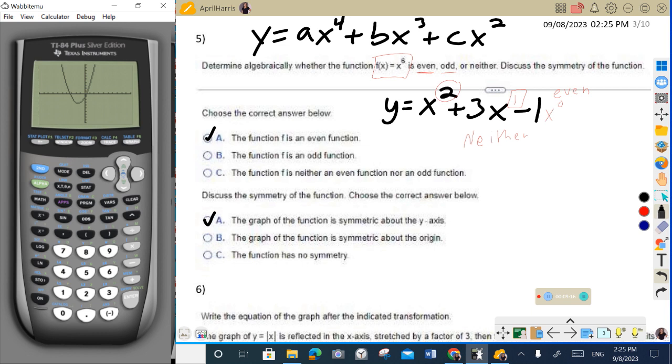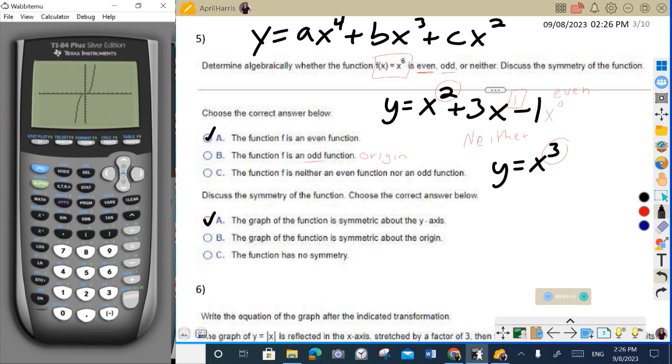Now, an odd function is going to be symmetrical about the origin, I should say. And we'll look at one like that here in a minute. So if I got y equals x to the third, that's obviously odd, and it would be symmetric about the origin. So if you graph y equals x to the third, and rotate it 180 degrees about the origin, you get the same picture. Therefore, it's odd, and symmetric about the origin is odd.